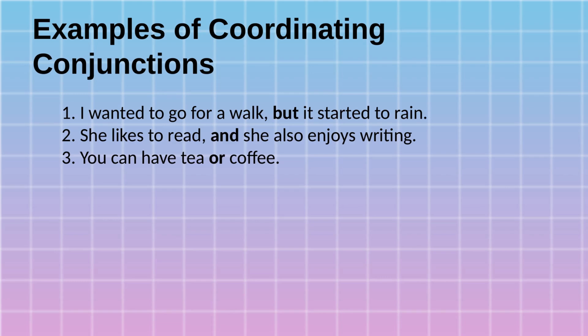Now let's see some examples of coordinating conjunctions in action. 1. I wanted to go for a walk, but it started to rain. 2. She likes to read, and she also enjoys writing. 3. You can have tea or coffee. These conjunctions help to connect ideas of equal importance in a sentence.